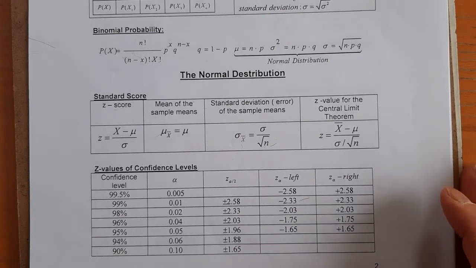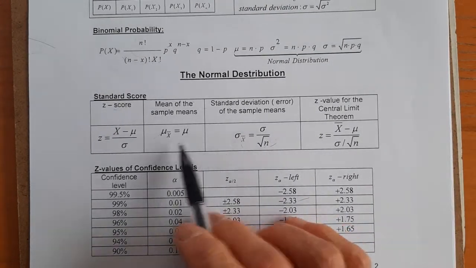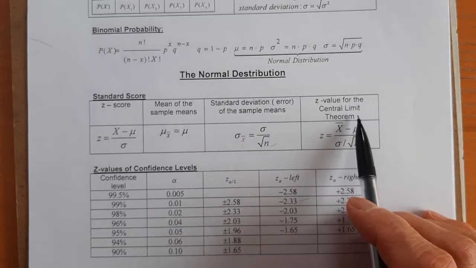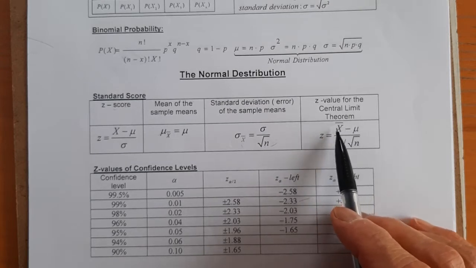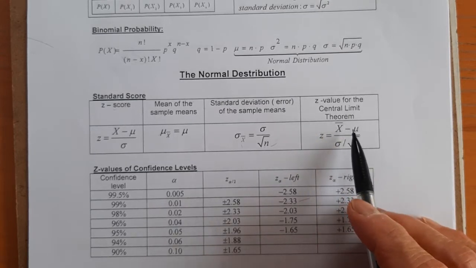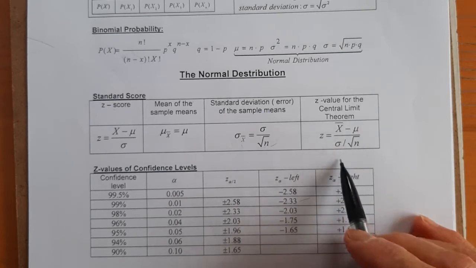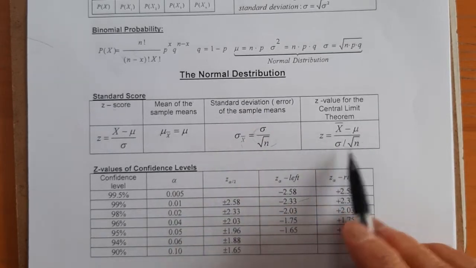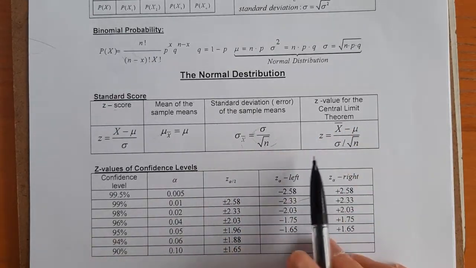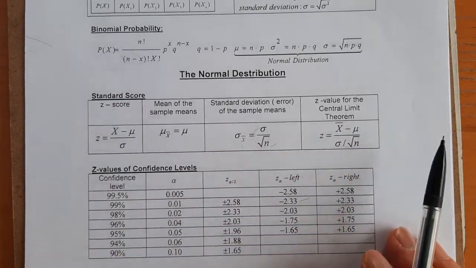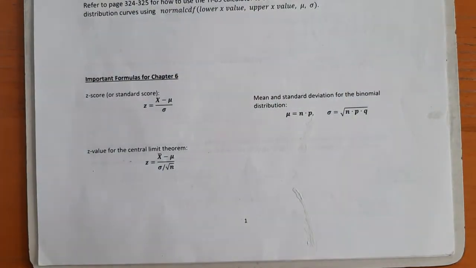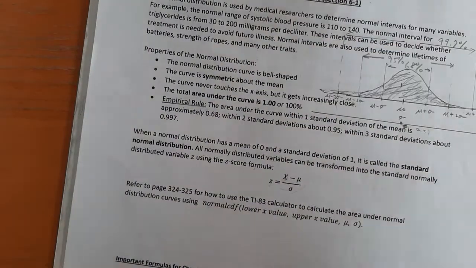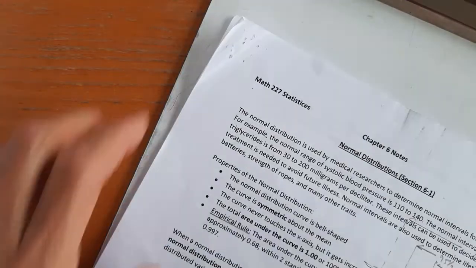I'll give you examples so you can get a better understanding of those formulas. The z value for the central limit theorem is x bar, the sample mean, minus the population mean over the standard deviation divided by the square root of n. So we are going to cover those four formulas in chapter 6. Let's see the first example.